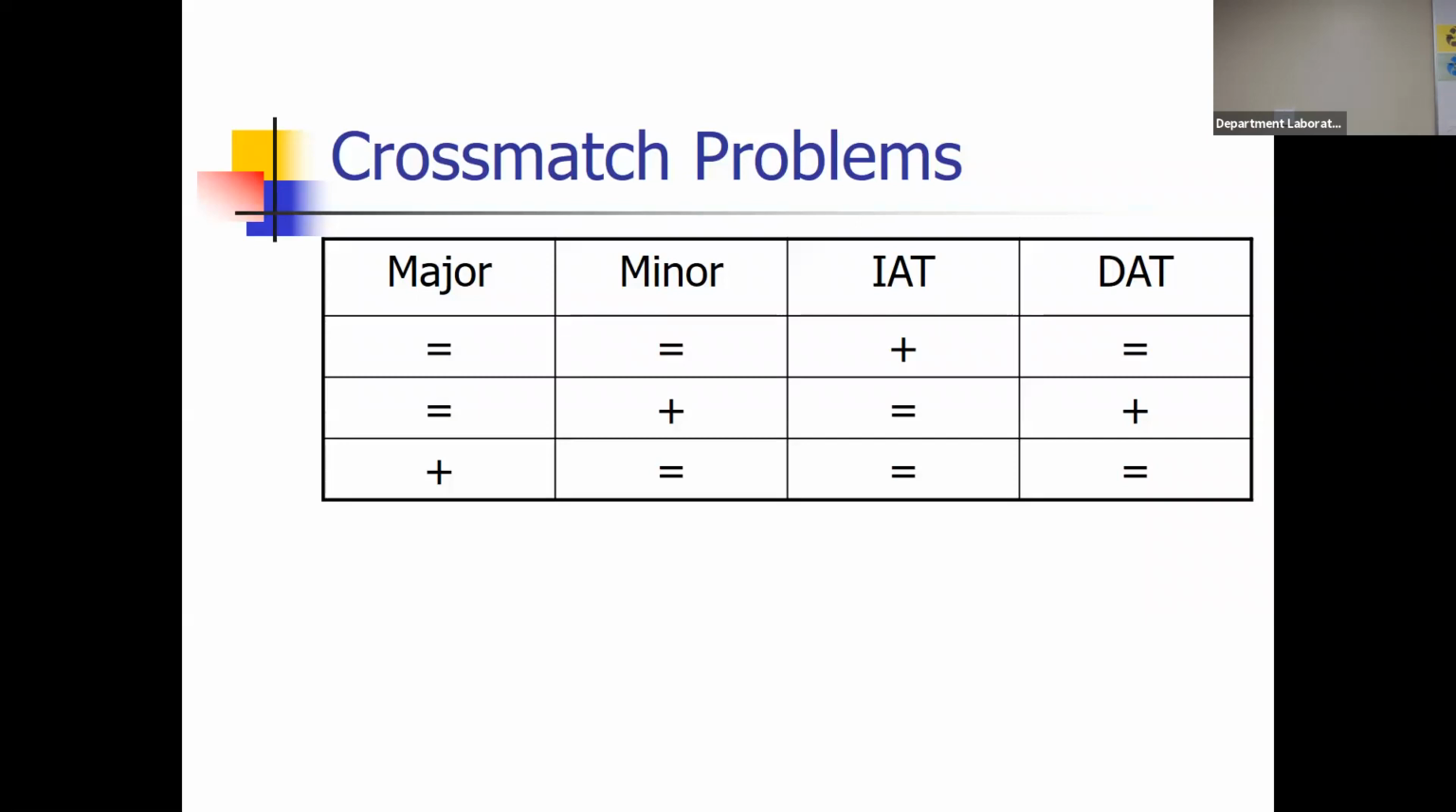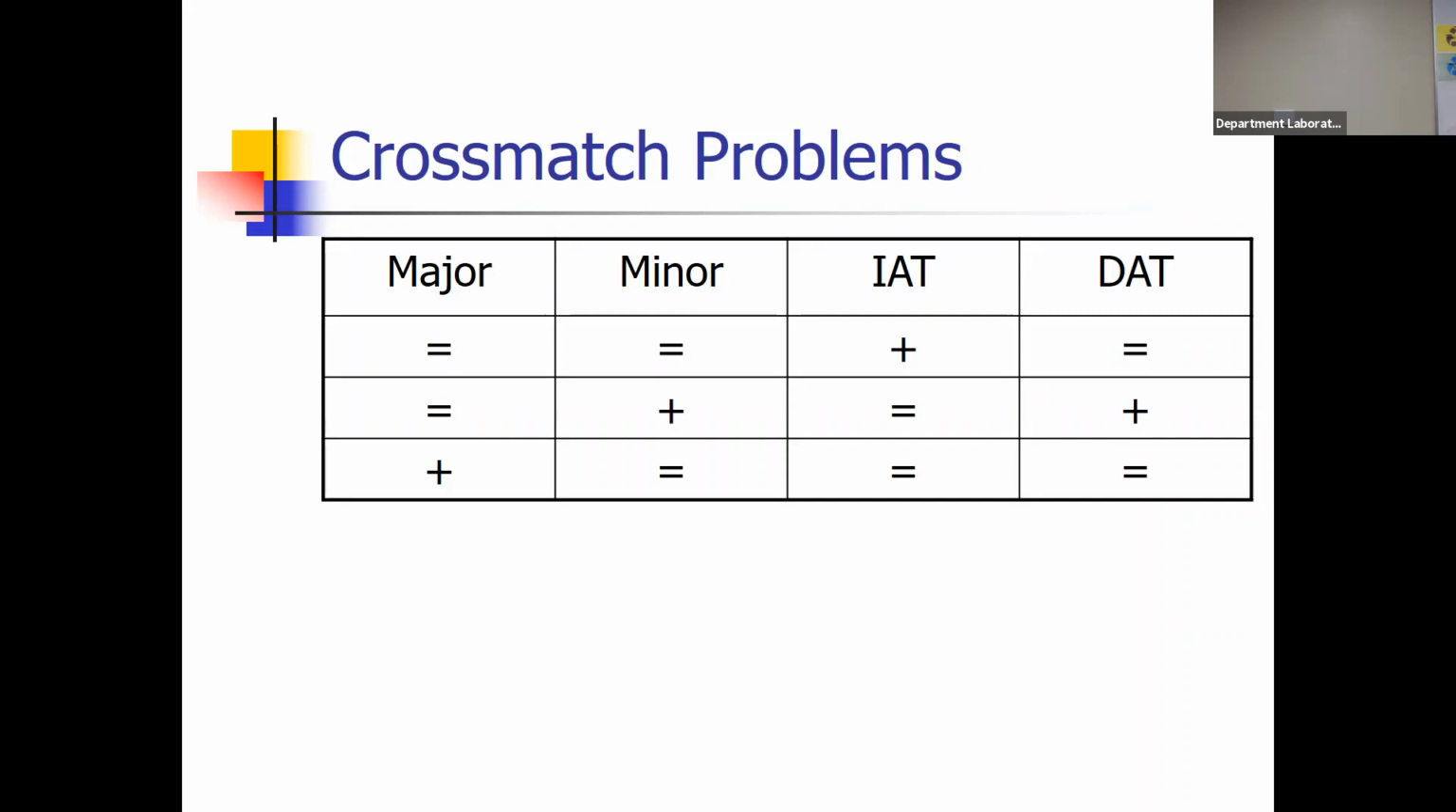Why does that positive DAT not affect your major cross match? What's in your major cross match? Patient plasma mixed with donor red cells. All right, so remember the DAT is on your patient red cells. Okay, so it will not affect the major cross match if your patient has a positive DAT.